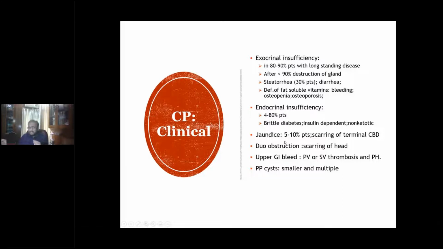Jaundice could be found only in 5 to 10% of chronic pancreatitis patients, and that also in those patients who got a scarring of the terminal CBD. Duodenal obstruction may be found in those patients having a scarring of the head of the pancreas, upper GI bleed if there is portal vein or splenic vein thrombosis and portal hypertension, or you can have a pseudopancreatic cyst, smaller and multiple. So among all these, the first is pain. The second, exocrine, endocrine, and then these are presentations which are uncommon, but nevertheless they are presentations of chronic pancreatitis.